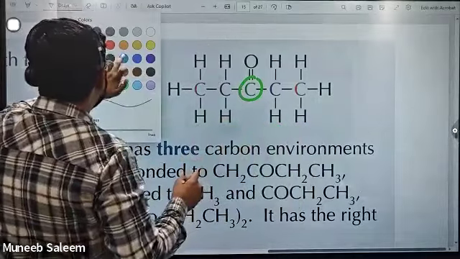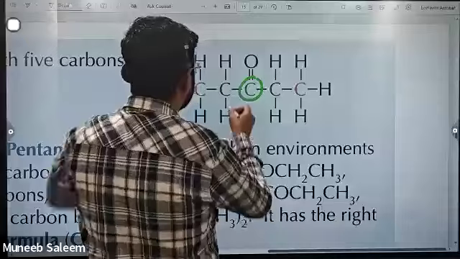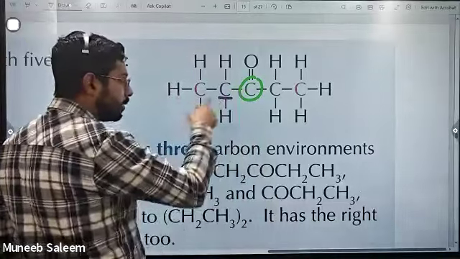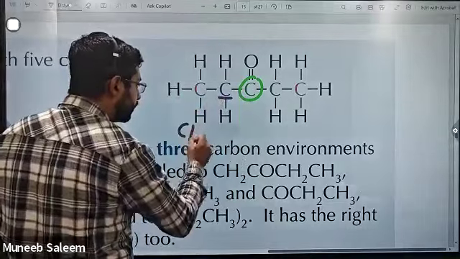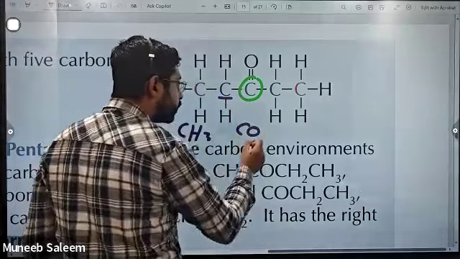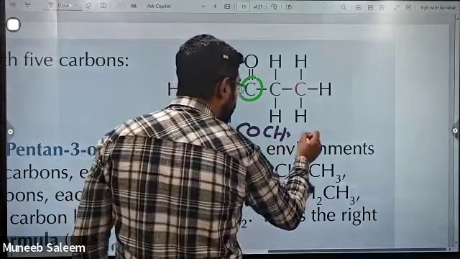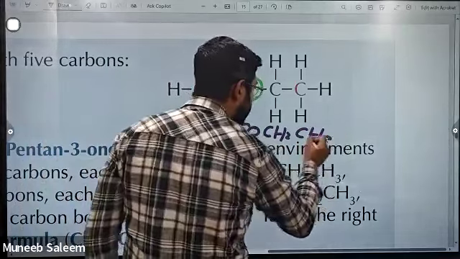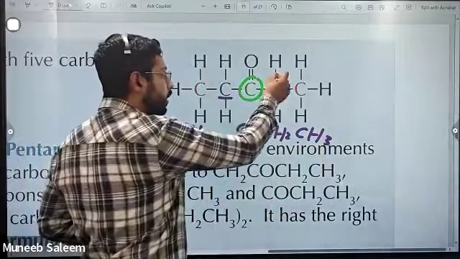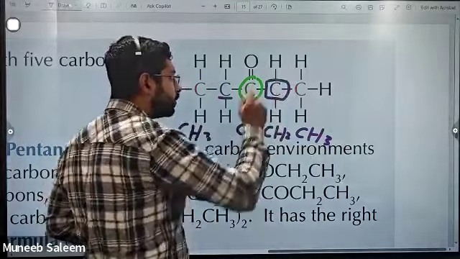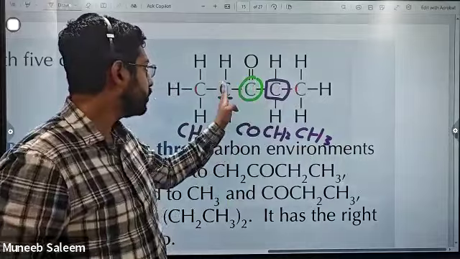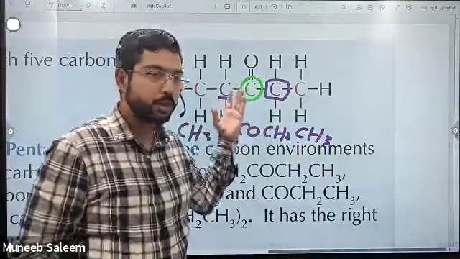carbon atoms which are colored purple, or you can say blue. So if I select this carbon, then it is bonded with the CH3 on this side, and it is bonded with the carbonyl group, CH2 group, and then CH3 group. In the same manner, if I select from this carbon, it is connected with the CH3 on one side, CO, CH2, and CH3. So both carbon atoms are same.